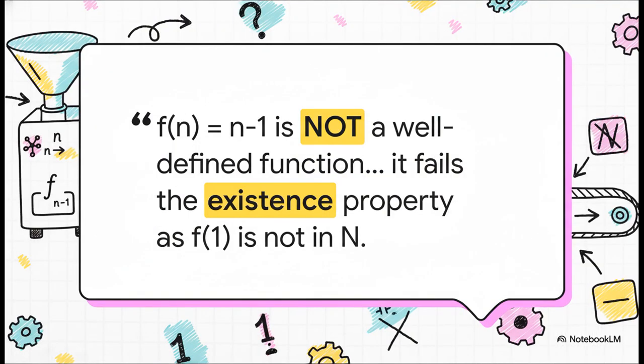Here's a perfect example of that. Let's say our machine is supposed to take a natural number, 1, 2, 3, and so on, and map it to another natural number, using the rule f of n equals n minus 1. Simple enough? But what happens if we put in the number 1? The output is 0. But wait a minute, 0 isn't a natural number. Our machine just produced an invalid output, one that's totally outside the specified codomain. That's a system error. The existence rule is officially broken.